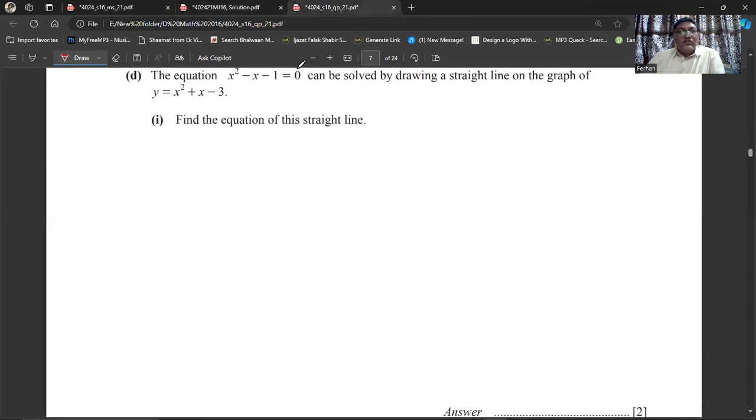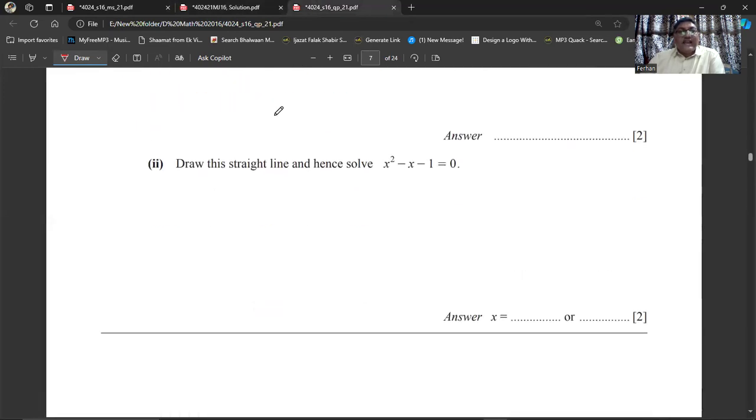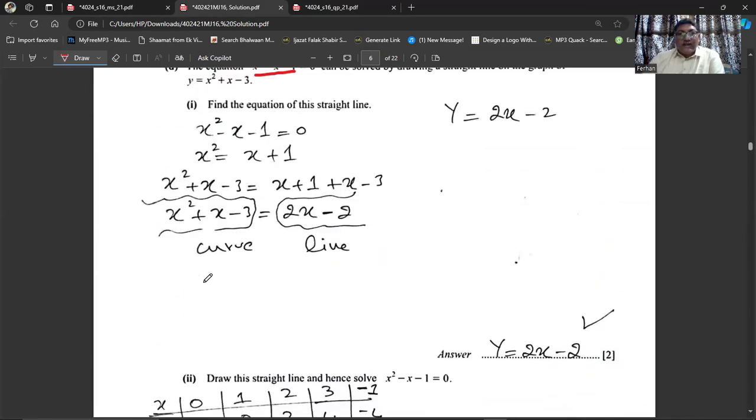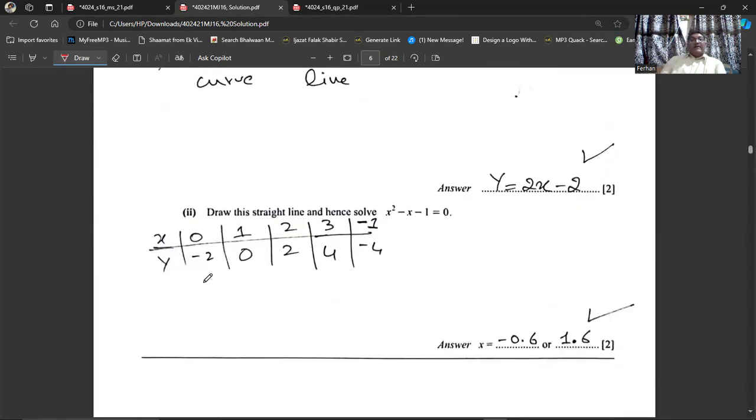Now we are going to the next part, and he says draw this line and hence solve this equation. So we will draw that line y equals 2x minus 2. I will make a table of it. I will take some values of x, for example, 0, 1, 2, 3, minus 1, and check the values of y for this straight line. At 0, the y value will be minus 2. When x is 1, y will be 0. When x is 2, y will be 2. When x is 3, y will be 4. When x is minus 1, y will be minus 4.